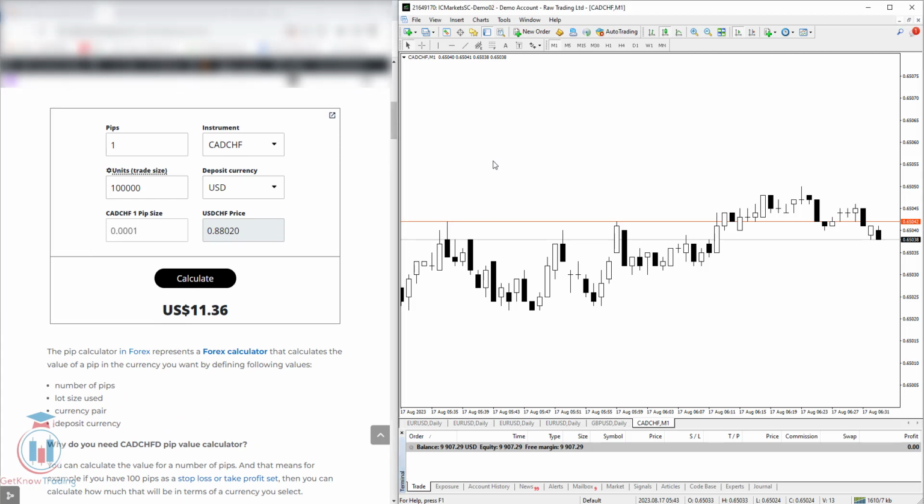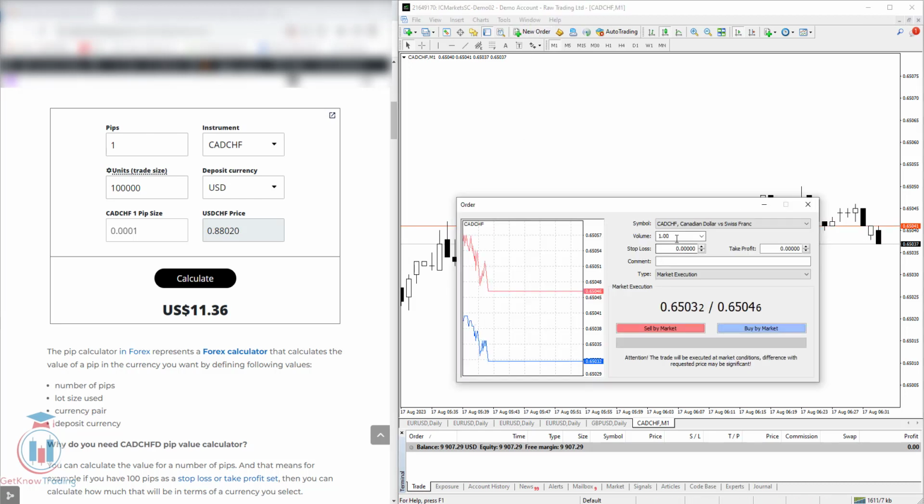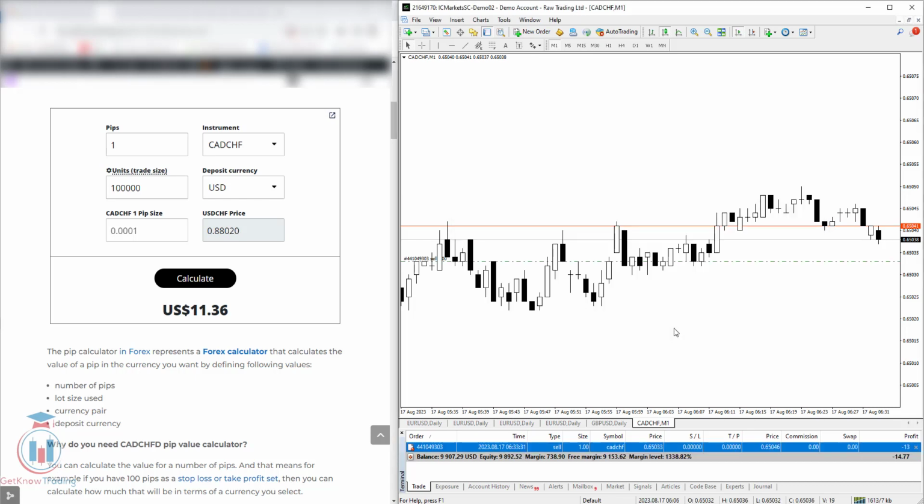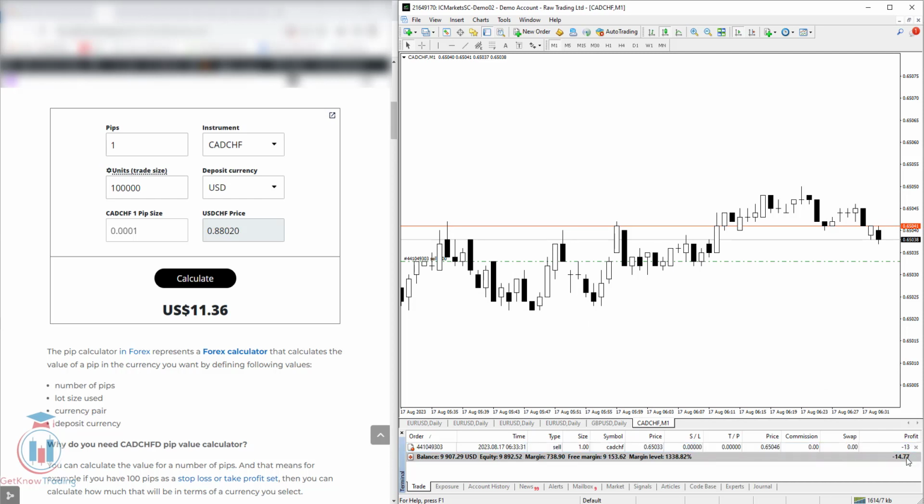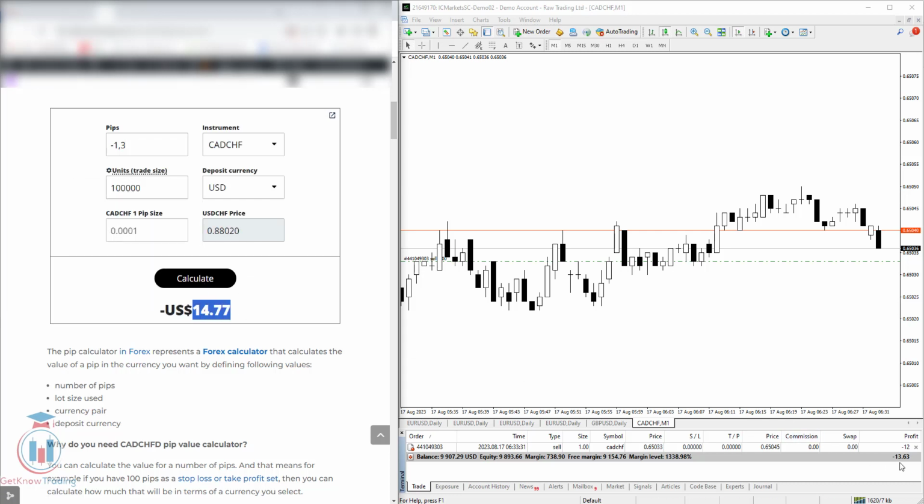Now let's go here to the trading platform and open an order. For example, I will use a volume of 1 lot and open a sell order. Here in this row you can see immediately, in the column where the profit is, how many pips, and also here how much money in US dollars I am in profit or in loss. In this case it says minus 13, which means minus 1.3 pips. So when you put here minus 1.3 and click calculate, you get minus 14.77.